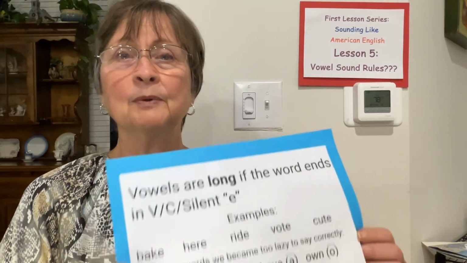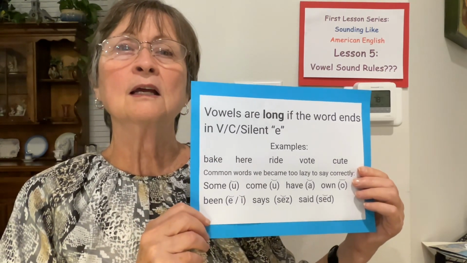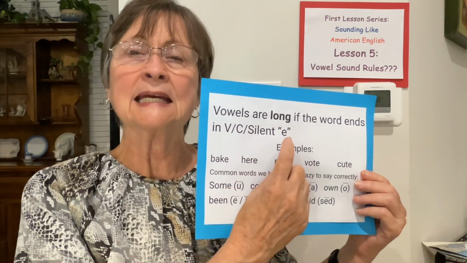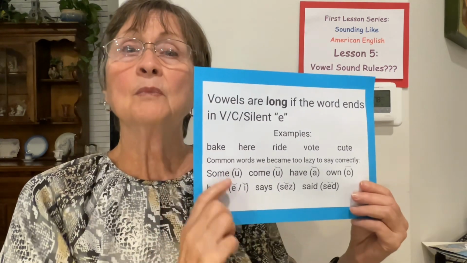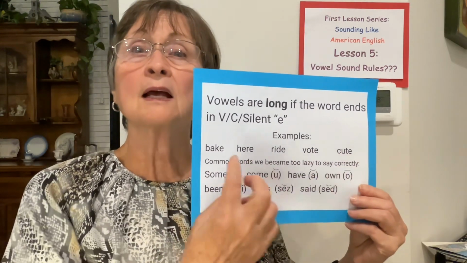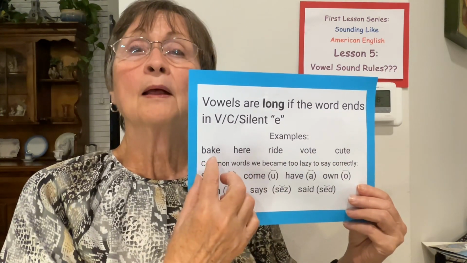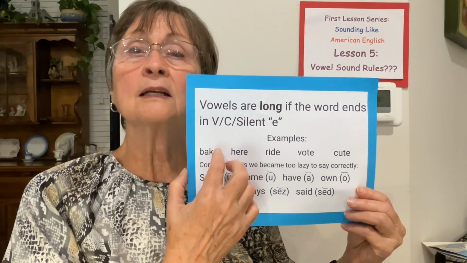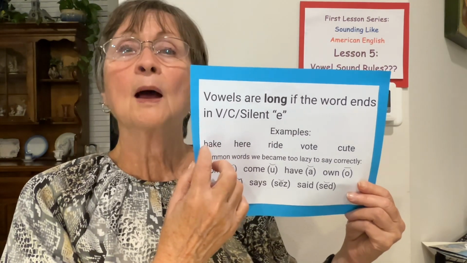I'm going to start with this rule and give you some examples. Vowels are long if the word ends in a vowel, consonant, silent E. That's the rule. It's a rule we sometimes break. But here are sometimes when the rule applies. For an A, an E, an I, an O, and a U, this is the vowel. Here's a consonant and a silent E. The silent E jumps back over the consonant and says, say your name.